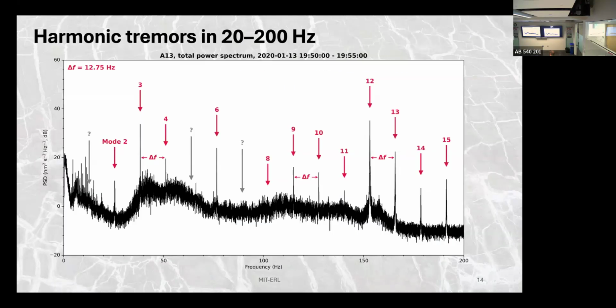So here I'm showing a 5-minute power spectrum of one of the geophones. The x-axis is frequency and the y-axis is power spectral density. On this spectrum, you clearly see these evenly spaced spectral peaks marked by these red arrows. They are strictly evenly spaced with a frequency spacing of about 12.75 hertz.